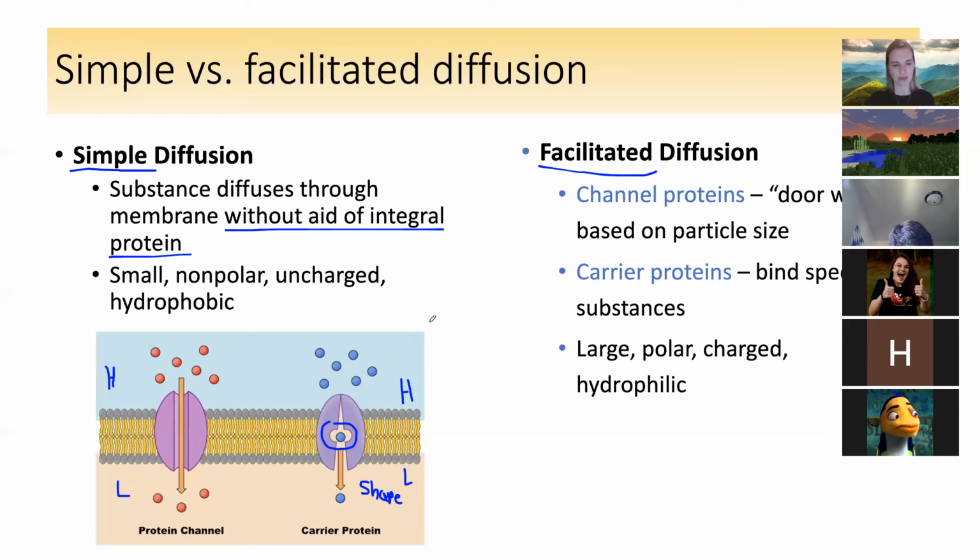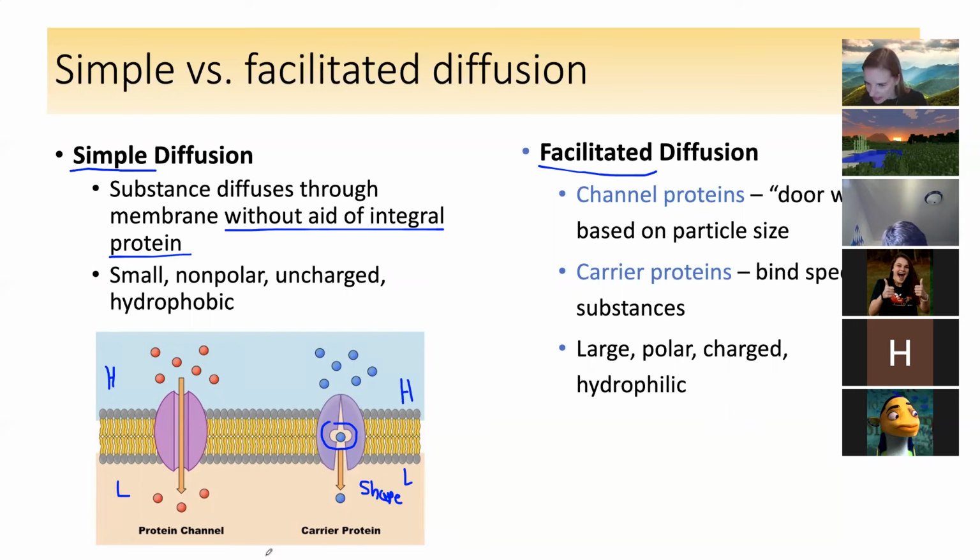All right, both of these types of protein, channels and carriers, are going to transport large, polar, charged, hydrophilic types of molecules. Depending on the application, we can assign different molecules to these different types of proteins. These would be considered transmembrane proteins or integral proteins because they're spanning through the entire thickness of the phospholipids.